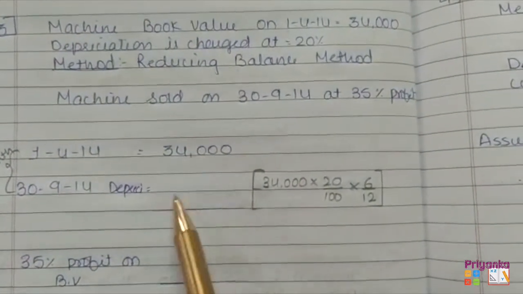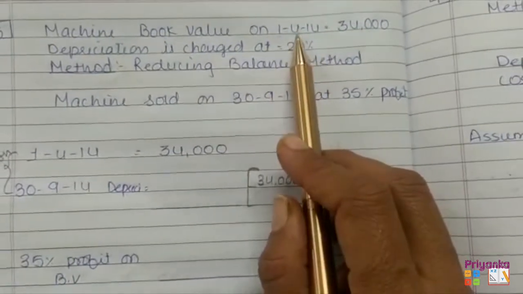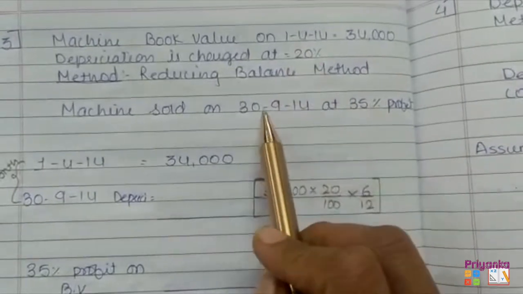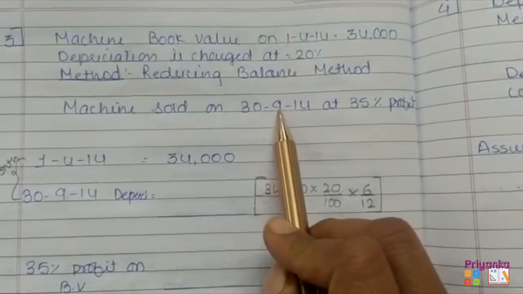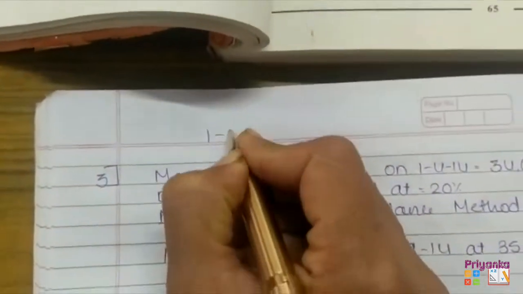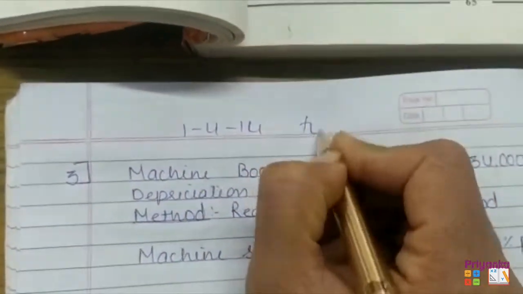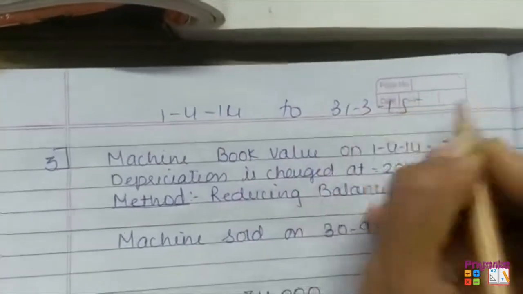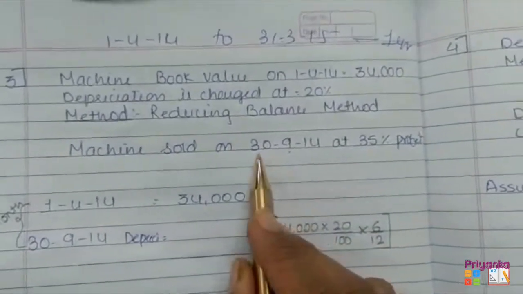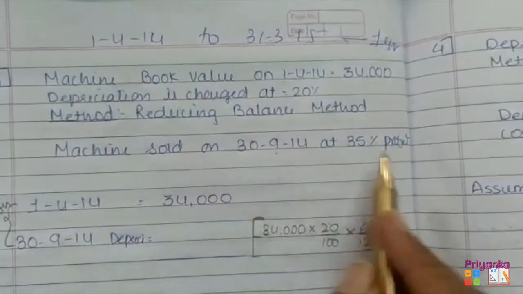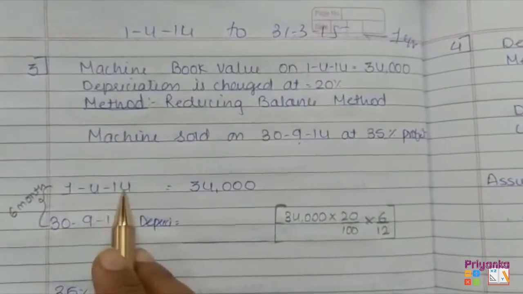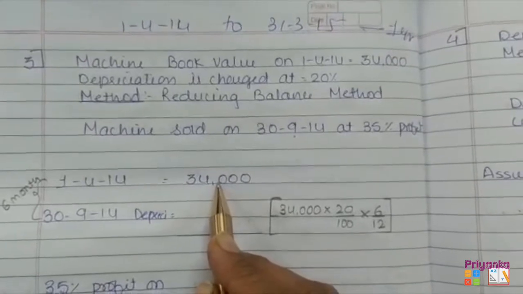तो नॉट इवन वी आर कवरिंग द फुल ईयर. अगर 1 अप्रैल 2014 हो तो हमारा ईयर कंप्लीट होता है 31 मार्च को, पर 31 मार्च से पहले ही वो 30 सितंबर को यहाँ पे सोल्ड कर रहे हैं. आई एम जस्ट गोइंग टू राइट डाउन, 2014 तो 31 मार्च 2015 तक कंप्लीट होता है ये 1 ईयर, पर ये 1 ईयर कंप्लीट होने से पहले ही 30 सितंबर को मशीन को बेच दिया जा रहा है बाय 35% प्रॉफिट. सो हियर फर्स्ट विल राइट डाउन 1/4/2014 बुक वैल्यू इज 34,000.